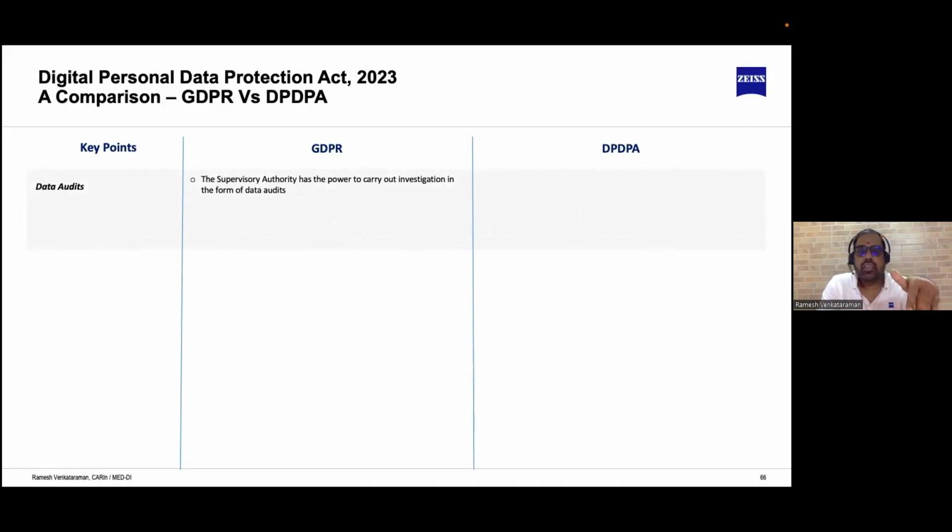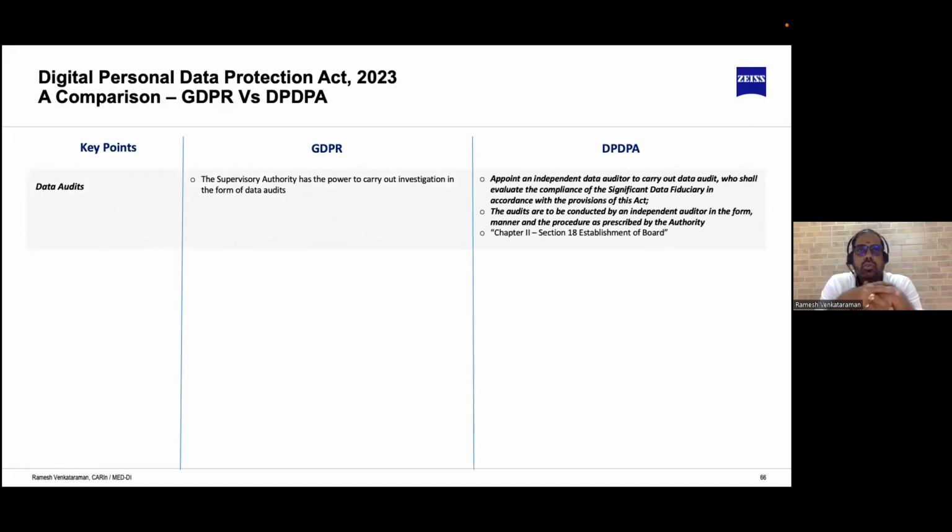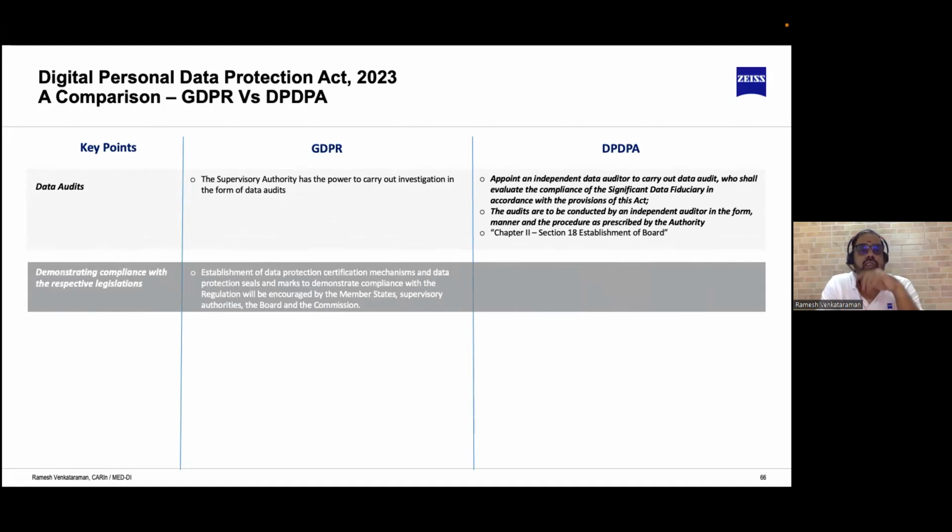Data audits, we talked about it. The significant data fiduciaries need to appoint an independent auditor to carry out that audit, who shall evaluate the compliance of the significant data fiduciary. The audits are to be conducted by an independent auditor in the form, manner, and procedure as prescribed by the authority, right? We have the establishment of a board which talks about these data audits, demonstrating compliance with the respective legislations.